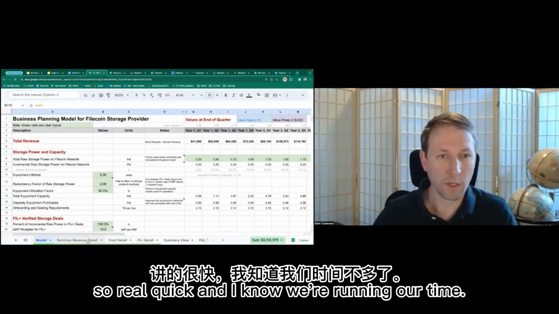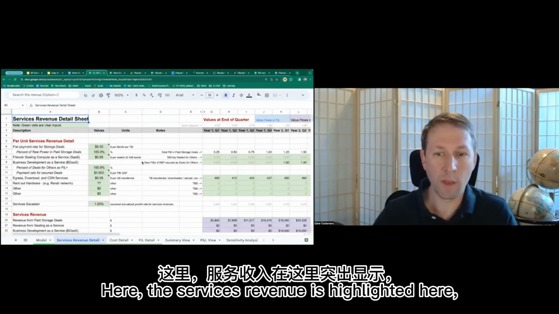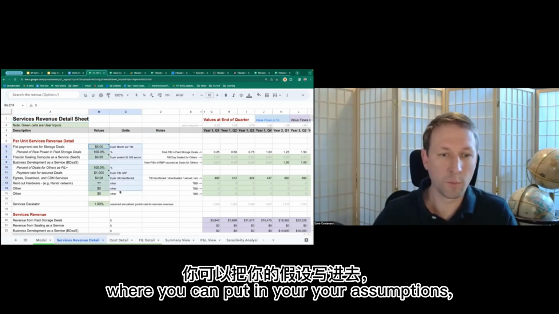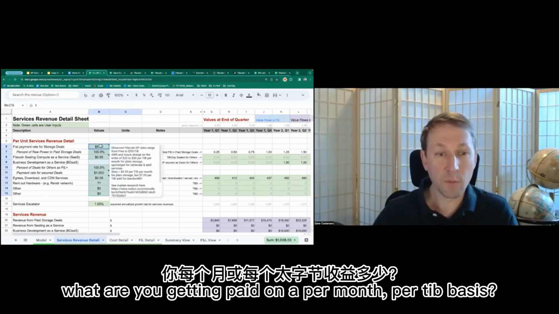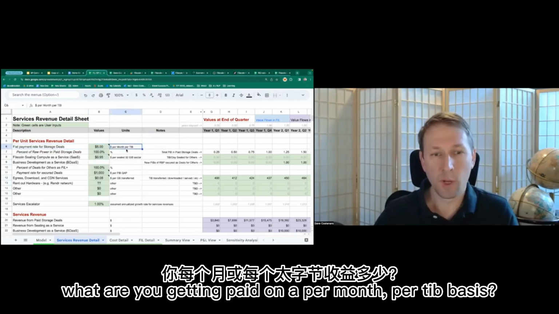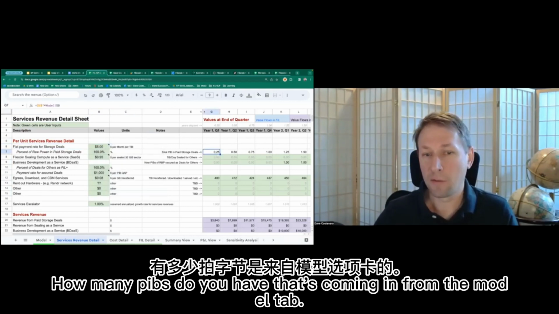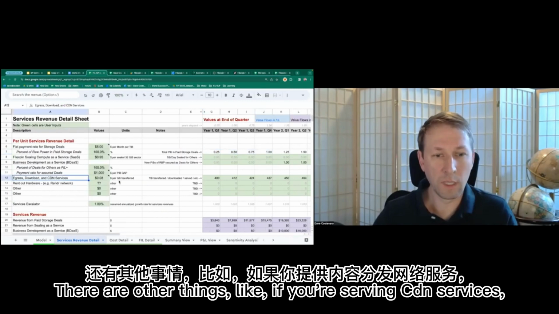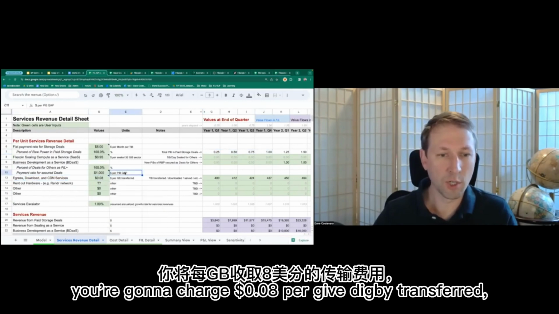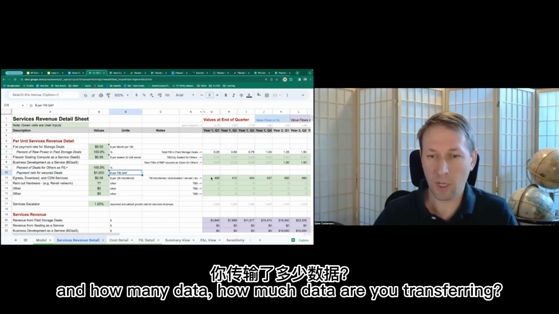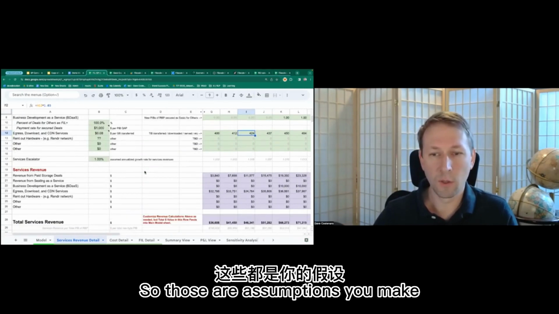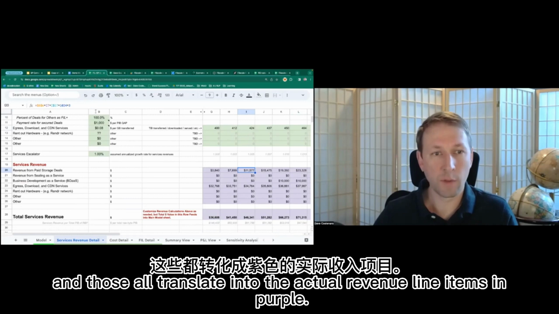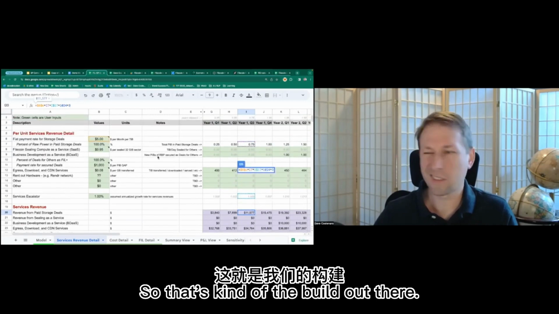So real quick, and I know we're running out of time here, the services revenue is highlighted here where you can put in your assumptions. What are you getting paid on a per month, per TiB basis? How many PiBs do you have? That's coming in from the model tab. There are other things like if you're serving CDN services, you're going to charge 8 cents per gigabyte transferred, and how much data are you transferring? So those are assumptions you make, and those all translate into the actual revenue line items in purple. And so that's kind of the build out there.